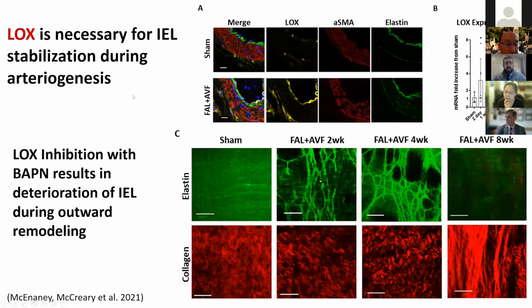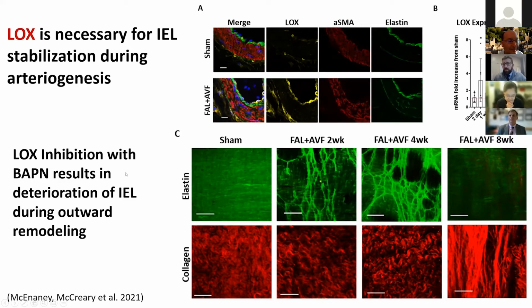When we looked at this in terms of arteriogenesis, what I want you to take away is that lysyl oxidase is apparently necessary for the stabilization of the internal elastic lamina during arteriogenesis. So while we don't see increased elastic tissue being deposited, we do see tropoelastin being expressed.